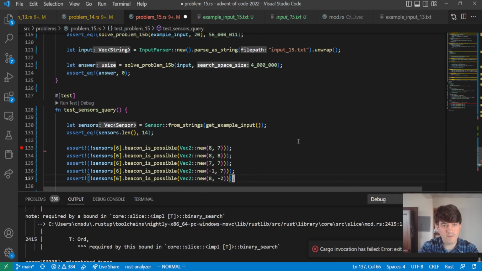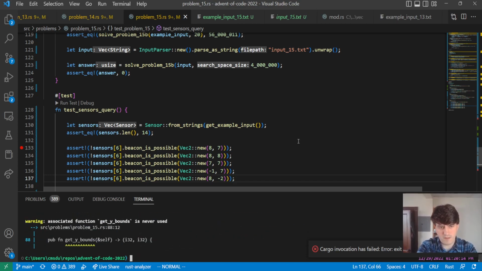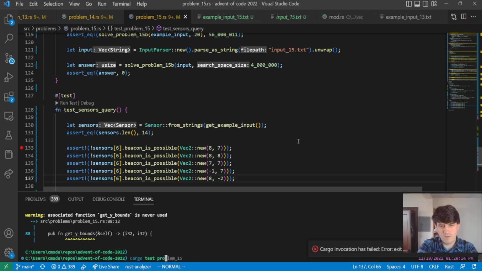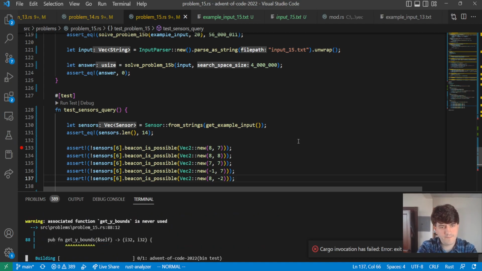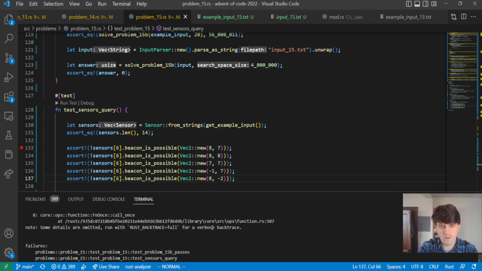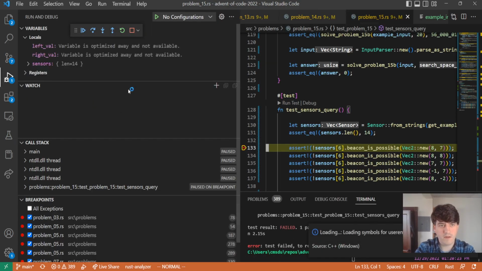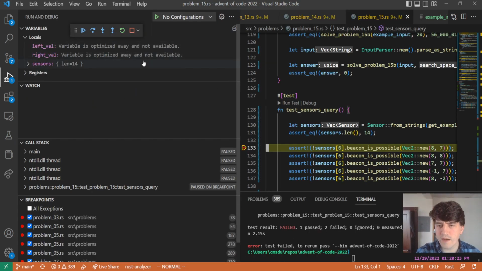Oh, am I not compiling for some reason? Should be. Cargo test. I didn't want to do that. Cargo test. Problem 15. Okay, and I want to debug this. Okay. Not sure what the issue was there.